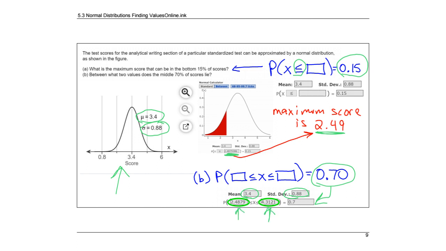Now notice they don't look symmetric like that other problem. That's because these are raw data scores. These are not standardized. When it's standardized with a mean of 0 and a standard deviation of 1, these would look symmetric with one being negative and one being positive. But since we're looking at the raw data, it's a little bit different. And so we would answer 2.49 for the bottom value and 4.31 for the top value.